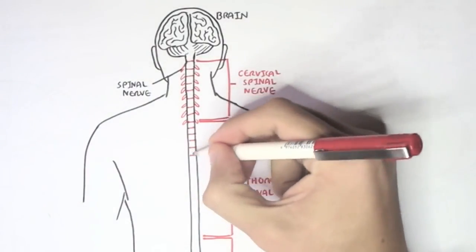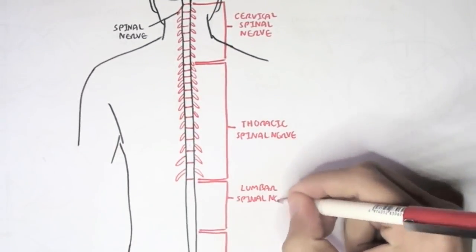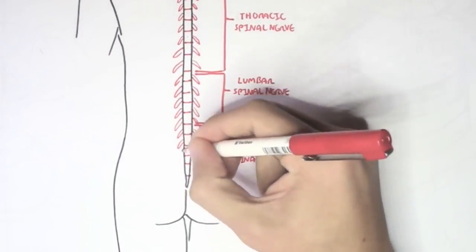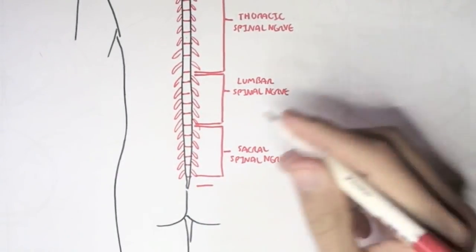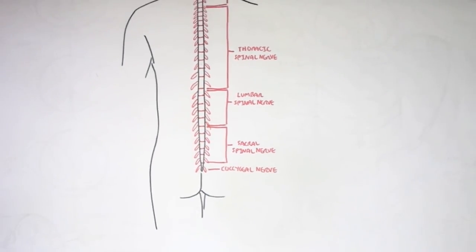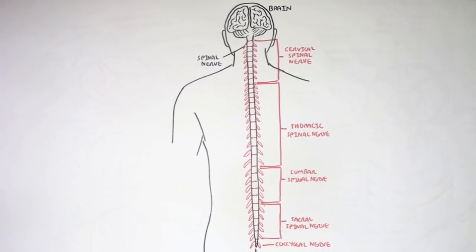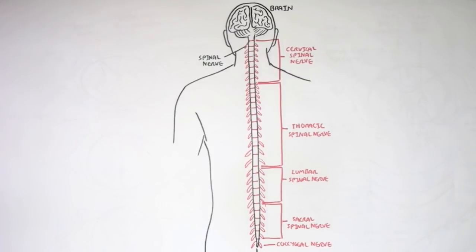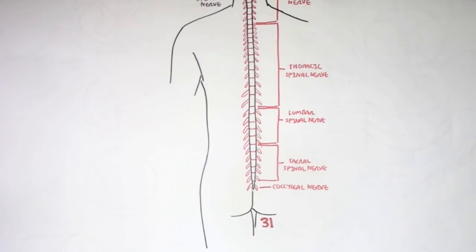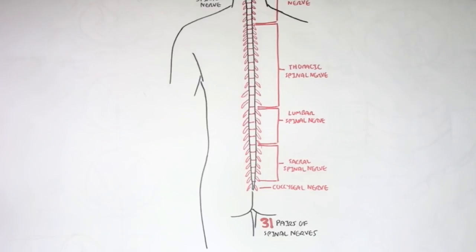The thoracic region has 12 pairs of spinal nerves. The lumbar region has 5 pairs of spinal nerves. The sacral region also has 5 pairs of spinal nerves. And there's another region where we have 1 pair of spinal nerves. These nerves are known as the coccygeal nerves because they're close to the coccyx of the spine. So if we do our awesome mathematics, we can see that we have 31 pairs of spinal nerves, which equates to 62 spinal nerves.